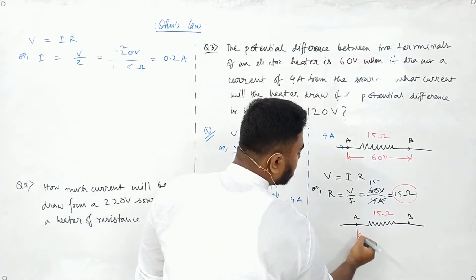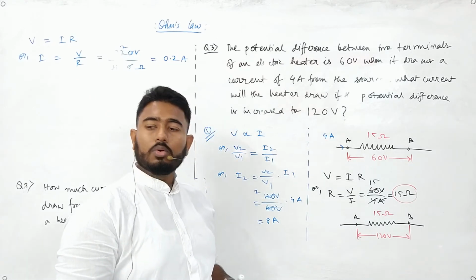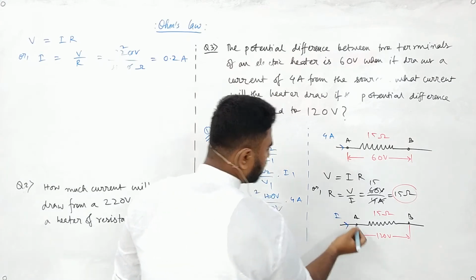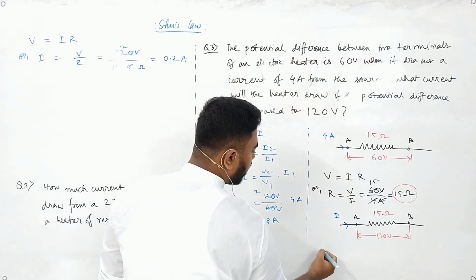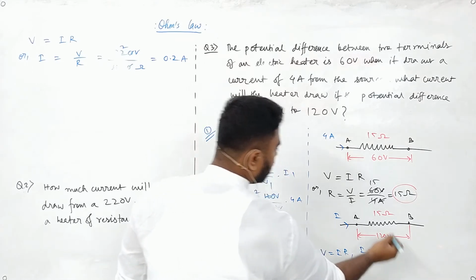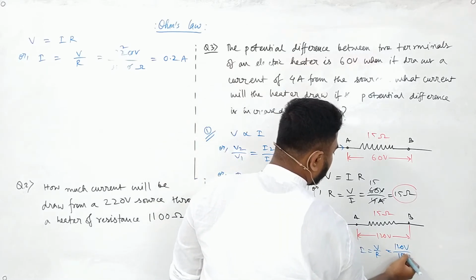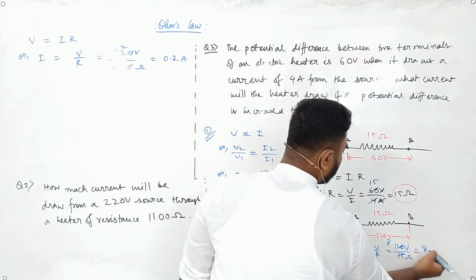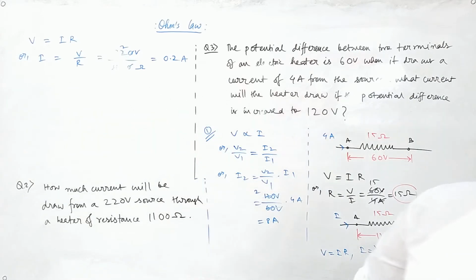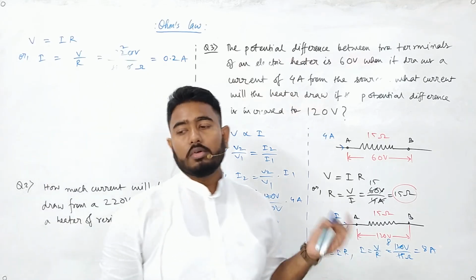Now the voltage has increased to 120 volts. If the voltage increases, it will only increase if the current also increases. So the current has also increased. From Ohm's law, we can write V equals IR, or I will be V by R. Now the voltage is 120 volt, resistance is 15 ohm, this will be 8 ampere. We can do the same thing in these two processes. So we have got the brief idea about Ohm's law, and we have got the idea about resistance also.